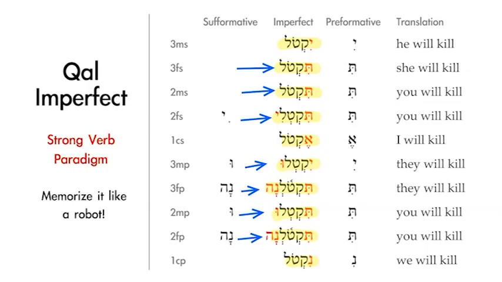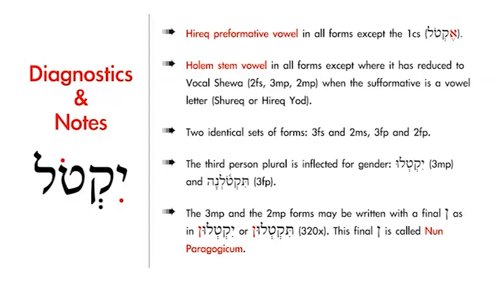There are 2 forms that have the accent mark. The twin 3FP and 2FP forms have accent marks, and so you'll need to place the accent mark on each of those forms when you're reciting the paradigm. Let's consider some diagnostics and notes. We've already mentioned some of these, but we need to be very careful that we have all the details down for this paradigm. First, it's important to note that there is a hireq preformative vowel in all forms except the 1CS. In the 1CS, you have a segol preformative vowel under the aleph.